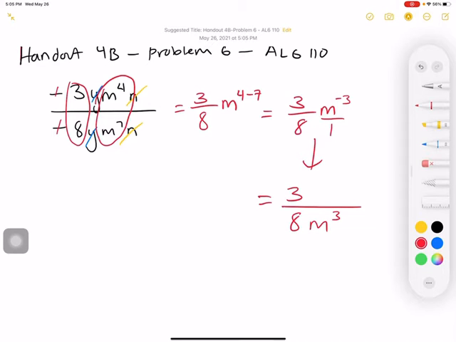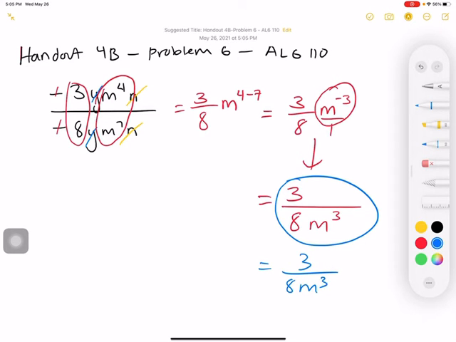Can you see that the exponent is now positive? That's a positive 3 as an exponent. It's not negative anymore because we got rid of the negative exponent by getting the reciprocal, by sending it to the opposite side of the fraction. Since we don't have anything else to do, that's going to be my answer: 3 divided by 8 m to the power of 3.